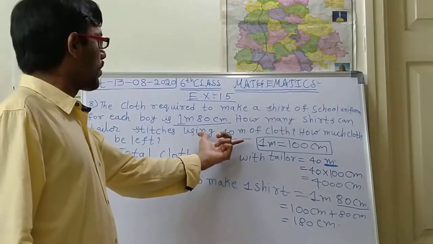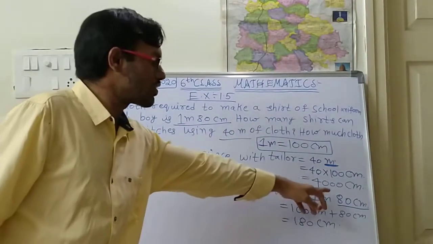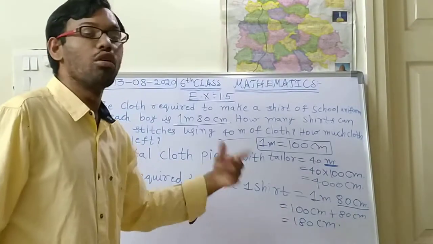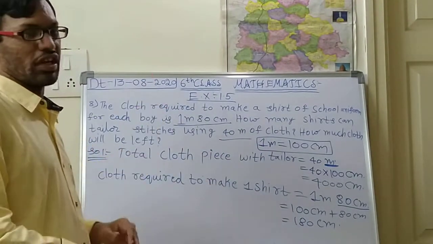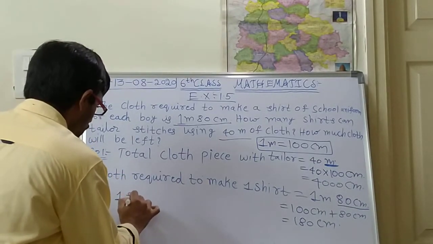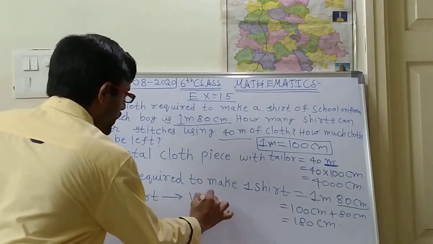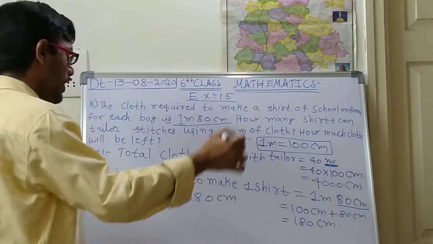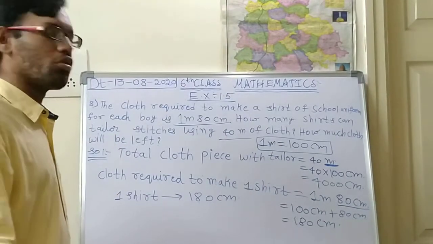Now for 4000 centimeters of cloth, how many shirts will come? You have to say. After writing these two steps, what do you have to write? For one shirt, 180 centimeters of cloth piece is required. Unitary method.